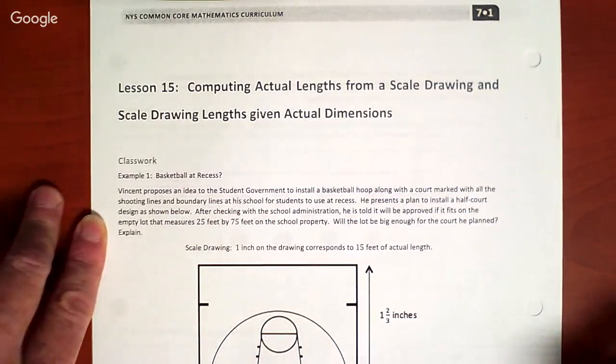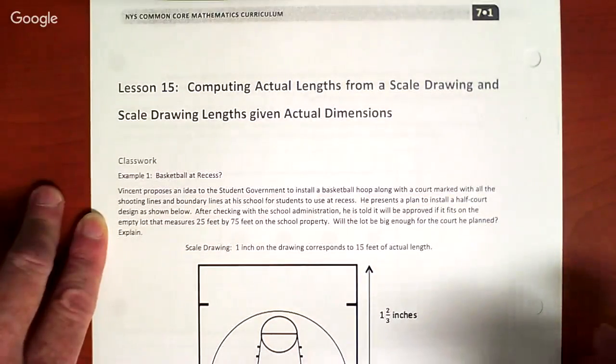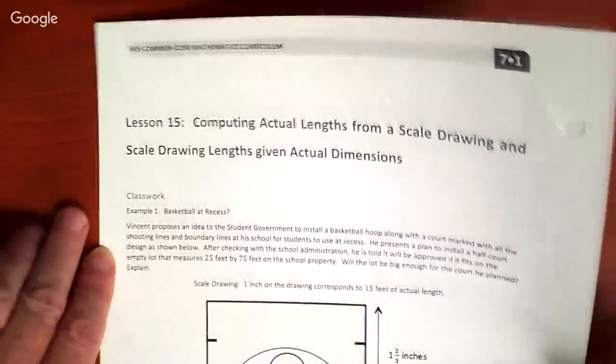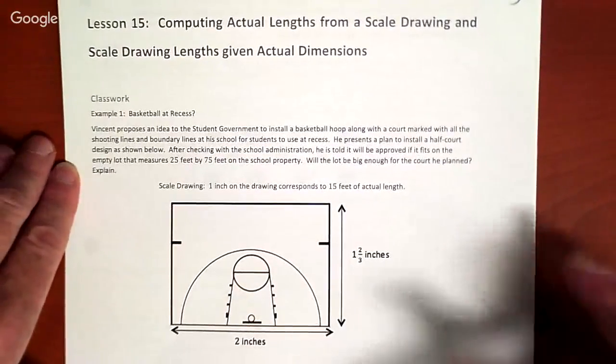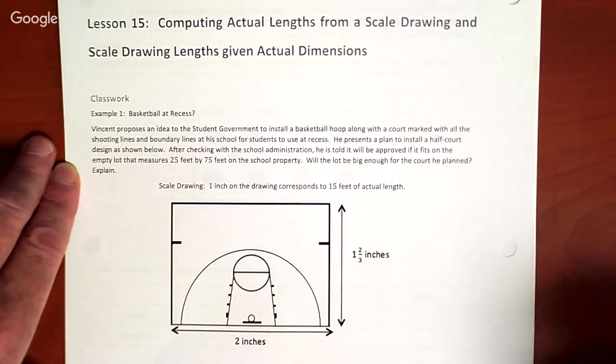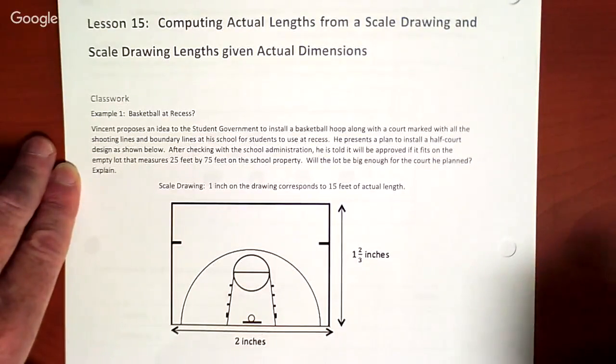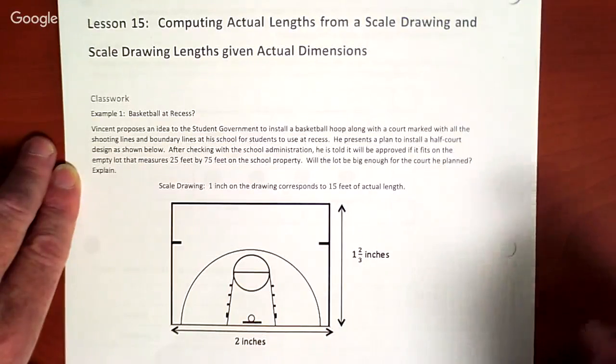This is lesson 15, computing actual lengths from a scale drawing and scale drawing lengths from given actual dimensions. So for example 1, we go back to that basketball example that we had. Vincent proposes an idea to student government to install a basketball hoop along with a court marked with all the shooting lines and boundary lines at his school for students to use at recess. He presents a plan to install a half-court design as shown below.